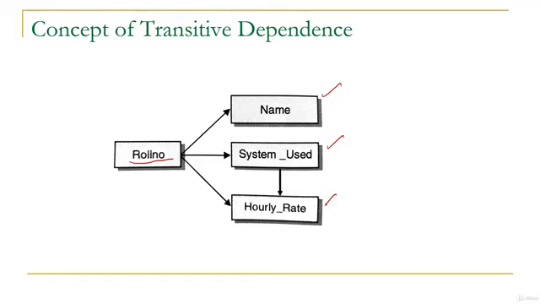But if we apply third normal form, we can see that we have a functional dependence between two non-key attributes, that is system used and hourly rate. We have just learned that whenever we have a functional dependence between two non-key attributes, there will be a case of transitive dependence. Now in this FD diagram, you can see that hourly rate is dependent on roll number in two ways. One, it is directly dependent on roll number, and another, hourly rate is dependent on roll number through system used. So this path through system used causes a case of transitive dependence, and this transitive dependence results from the functional dependence between system used and hourly rate.